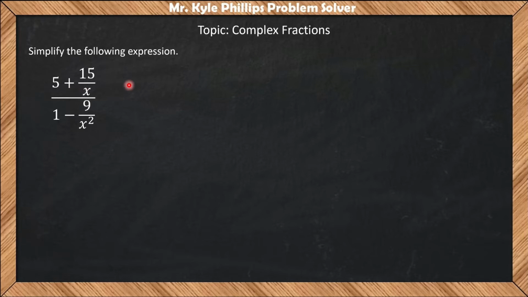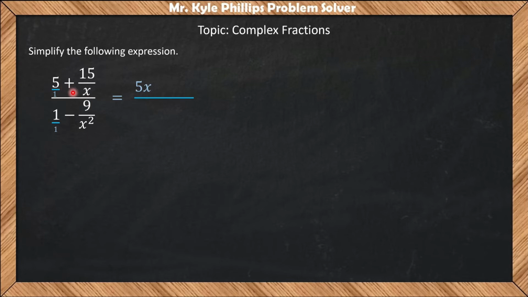So the first thing we may want to do is go ahead and imagine that this 5 and this 1 both have a denominator of 1. So when you're adding fractions and you're trying to get common denominators, one of the easiest things we can do is use cross multiplication. So here we'll say that this complex fraction should reduce to the numerator being one fraction. So that's going to be 5 times x, which is going to give me 5x.